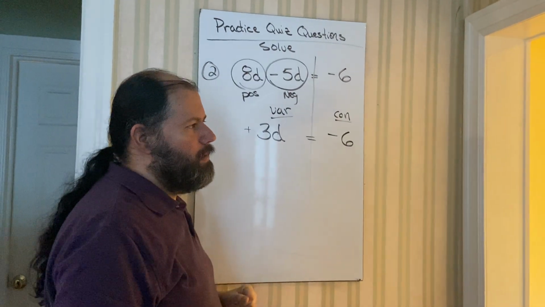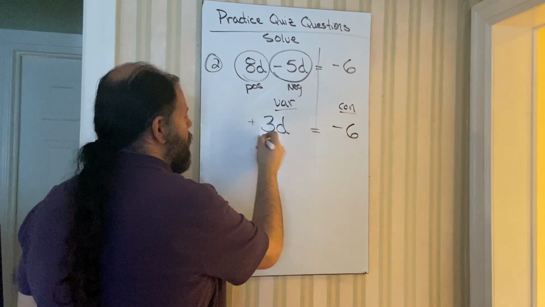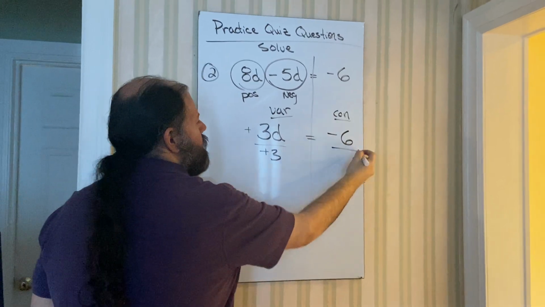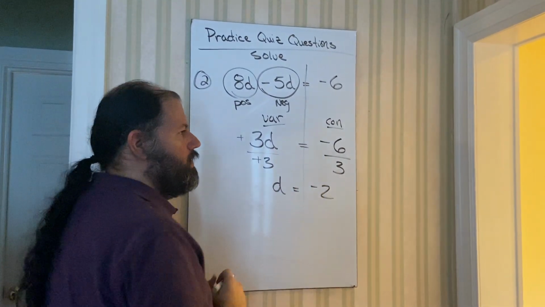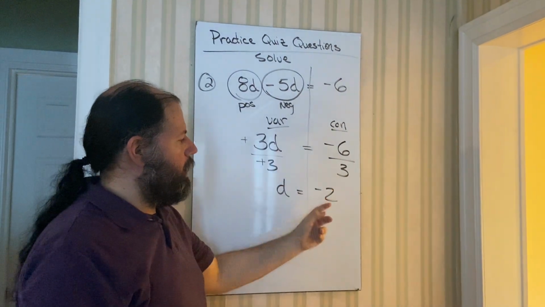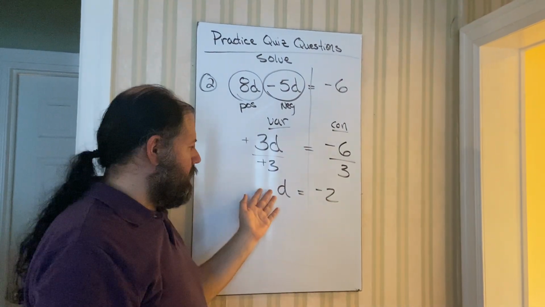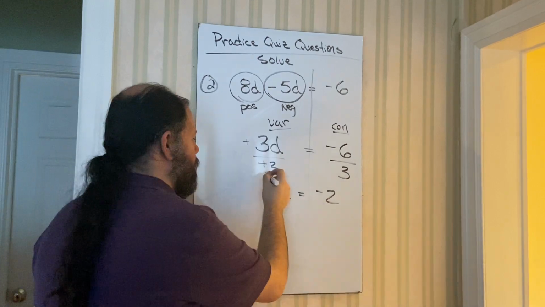Since the coefficient is a positive 3, you're going to divide both sides by positive 3. So then you get D equals negative 2. Remember, negative divided by positive will give us a negative. This is solved because D is by itself.